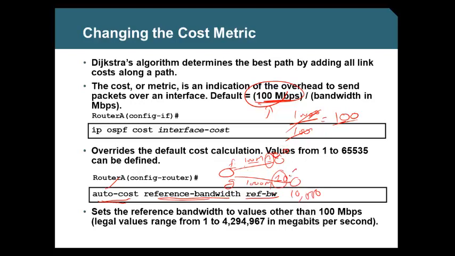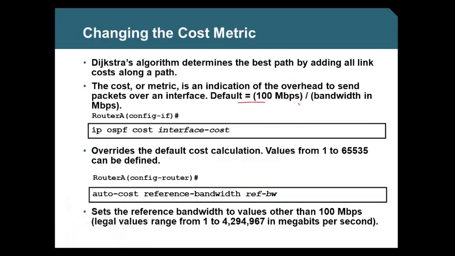What I'm trying to show you here is only when you change the numerator of this formula by using this command, your OSPF will have visibility to the bandwidth when you have more than 100 meg. When you have more than 100 meg links, you must change the numerator value of this formula by using auto cost reference bandwidth. Did you understand?